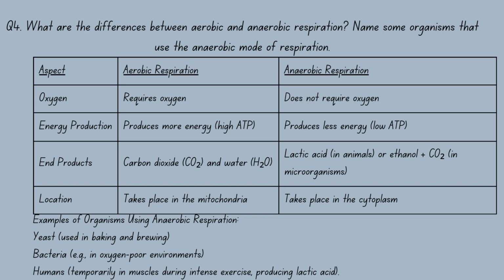End products. Aerobic respiration results in the production of carbon dioxide, CO2, and water, H2O, whereas anaerobic respiration produces lactic acid in animals or ethanol and CO2 in microorganisms. Location: aerobic respiration takes place in the mitochondria, whereas anaerobic respiration takes place in the cytoplasm. Examples of organisms using anaerobic respiration: yeast, used in baking and brewing; bacteria, e.g., in oxygen-poor environments; humans, temporarily in muscles during intense exercise, producing lactic acid.